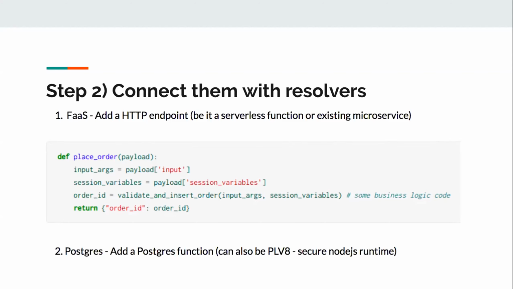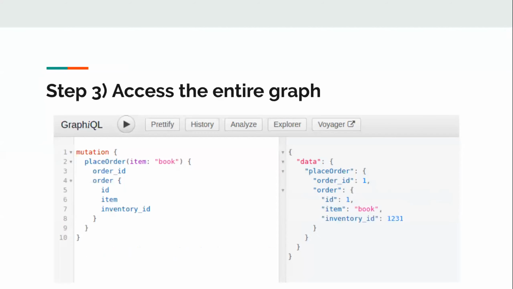The second way is if you have slightly simpler logic, you don't want to write an HTTP function and so on and so forth, you can use Postgres itself with its complex functions ecosystem, where you can write in say pure SQL functions, or you can write in this new thing called PLv8, which is a secure Node.js runtime. So you can write Node.js code there, and it would be run by Postgres in a secure environment. So you don't have to worry about security and so on. So these are the two kinds of resolvers we'll be launching in the first version. Maybe there will be more later on, but this is basically the first version of resolvers.